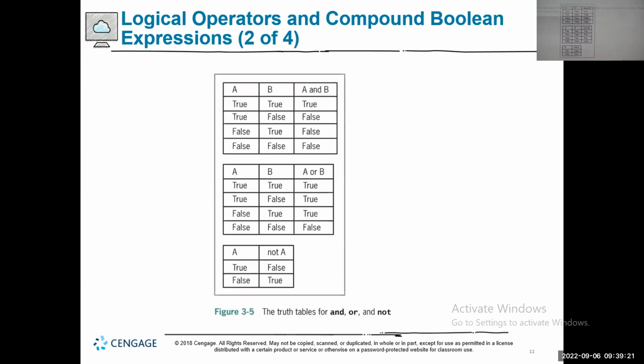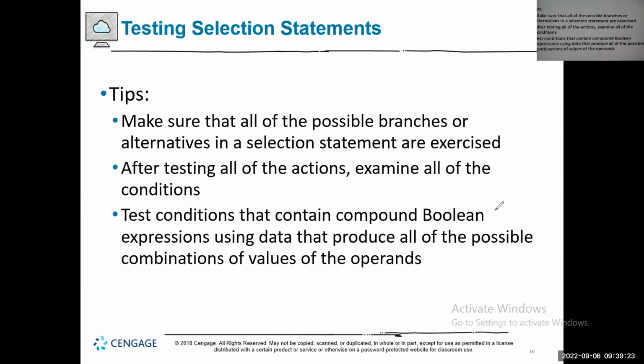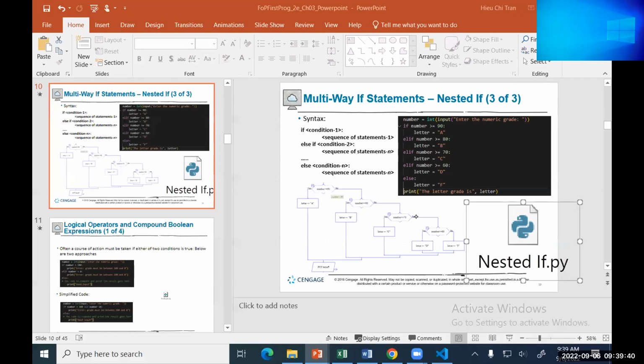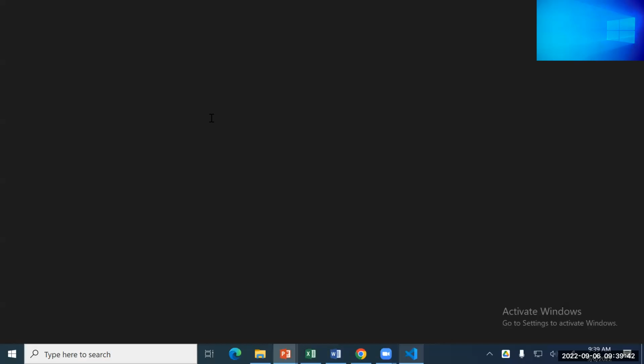The second tip here is, after testing for all of the actions, you have to examine for all of the conditions. Normally, if you have a complicated program, try to run it in debug mode. So in Python, if you want to run it in debug mode, you can.